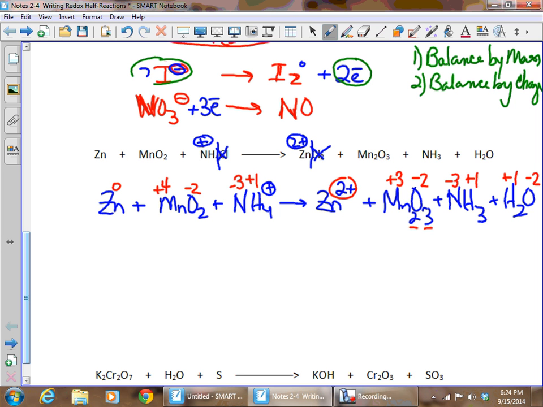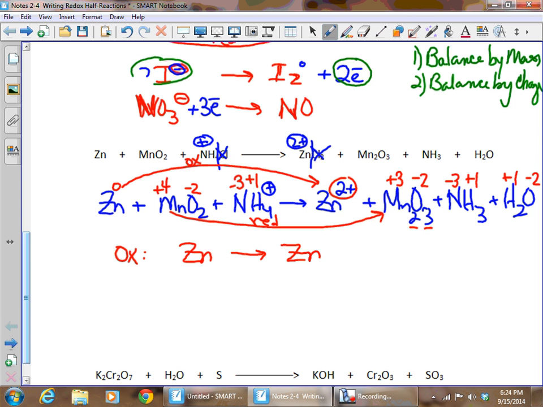So there are charges, and let's look and see what's changing. Looks like zinc is going from 0 to +2, so there's our oxidized. Manganese is going from +4 down to +3, so there's our reduced. So oxidation is going to be zinc forming Zn2+. And we've already established in this oxidation-reduction reaction, we've seen one very similar up above, that we're going to end up with our 2 electrons on that side to balance out the zinc's 2+ charge.